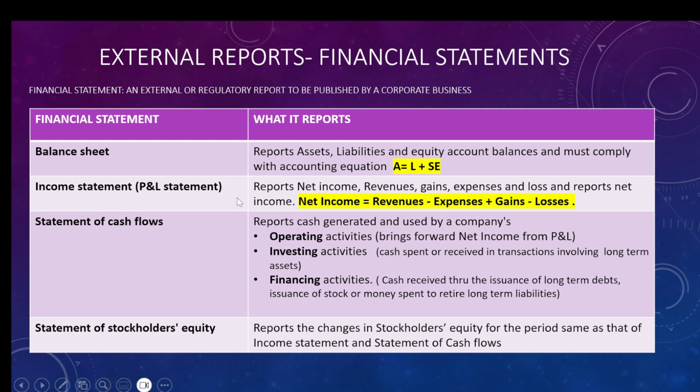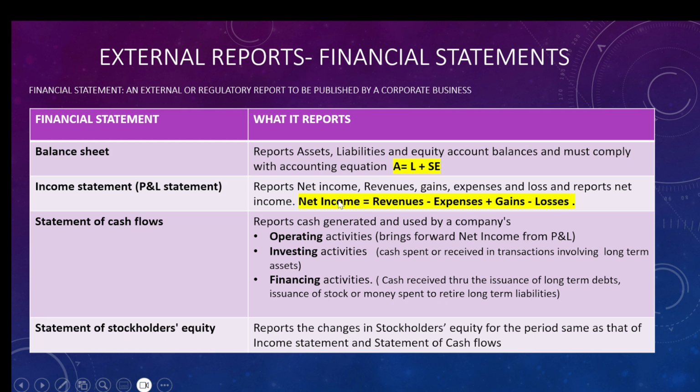And what does the income statement report? It reports the net income. How does it do that? It reports the revenues, gains, expenses, and losses. And finally, at the end of the report, you will see that it reports the net income. How is the net income calculated? Net income is equal to revenues minus expenses plus gains minus losses. This is the objective of an income statement.